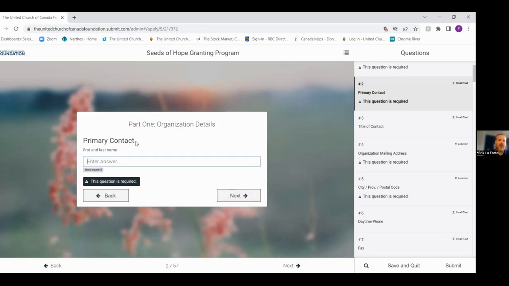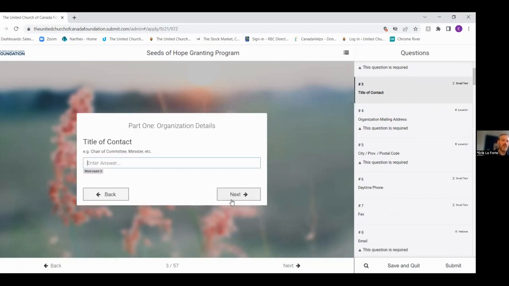Question two is the primary contact. I would write only one name in here. While we understand some projects have many different leads, try to give us one name of the person who we can contact. So this would be a person, if we had a question, who best would we reach out to and speak to about that question? Who best would we learn more from?